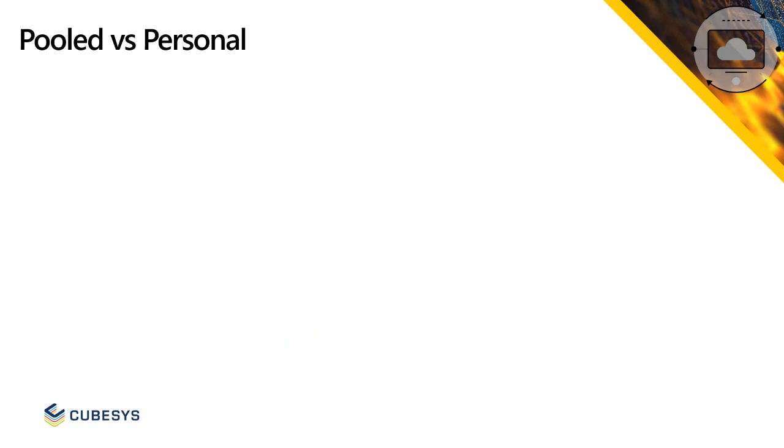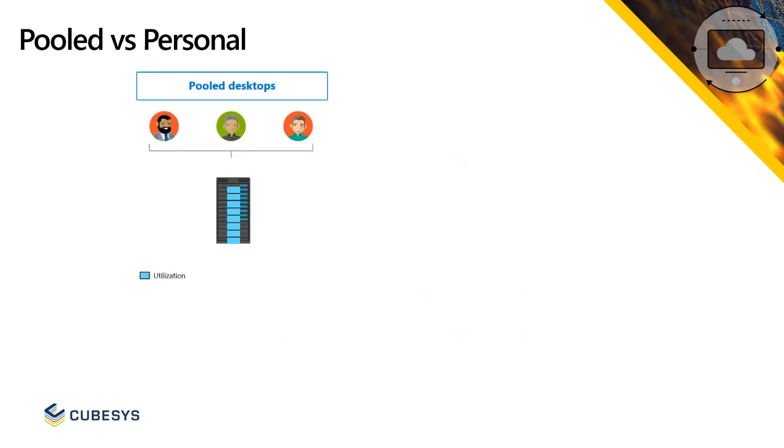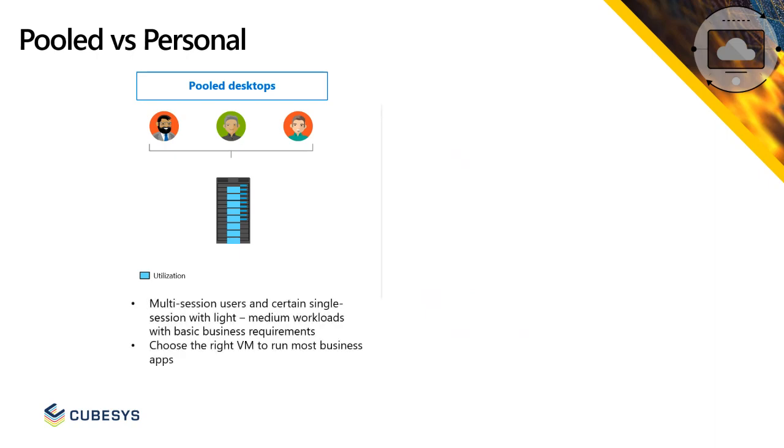I mentioned shared and pooled desktops earlier, so I just want to quickly run through some of the use cases or advantages between the two. So typically with a pooled desktop, we would have one server or a bunch of servers where multiple users are logging into that server. So it's traditionally a Windows 10 multi-session environment. So multi-session users and single session workloads with light to medium usage. You can basically choose the right VM to run whatever applications you need. So you'd spec the VM appropriately to handle the number of users and what they're actually doing inside the environment.